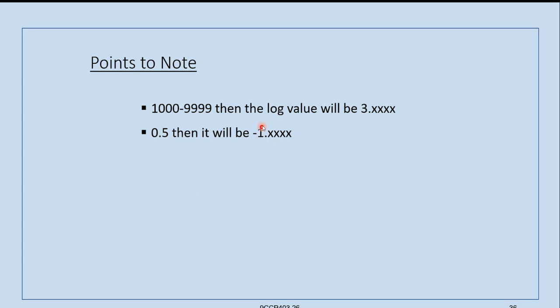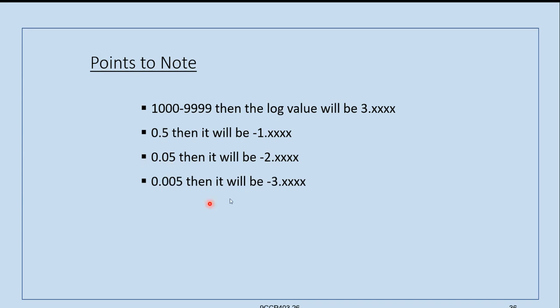Actually, we have to say bar 1. Bar means minus. So instead of bar, we are taking minus here. Like this, we have to take. If it is like this, the mantissa is minus 2. Like this, we have to take.